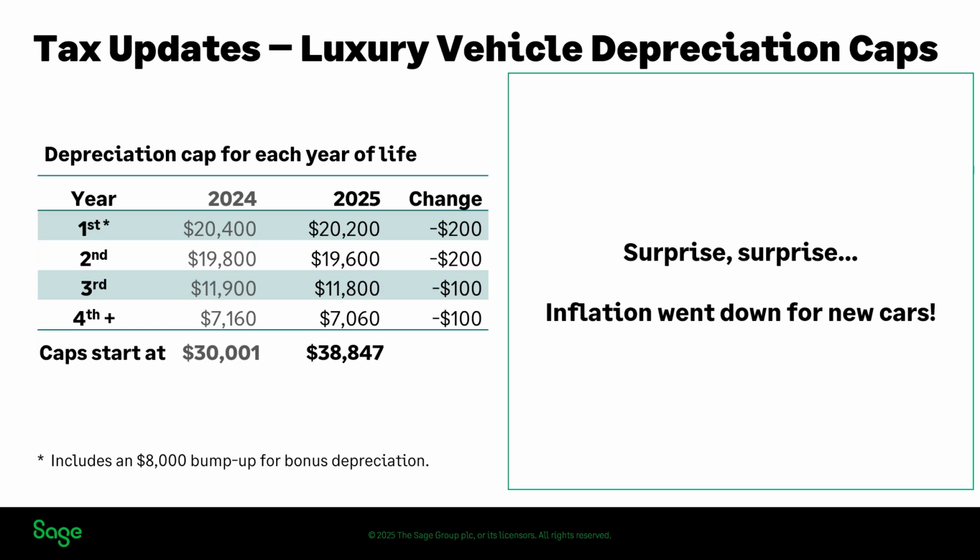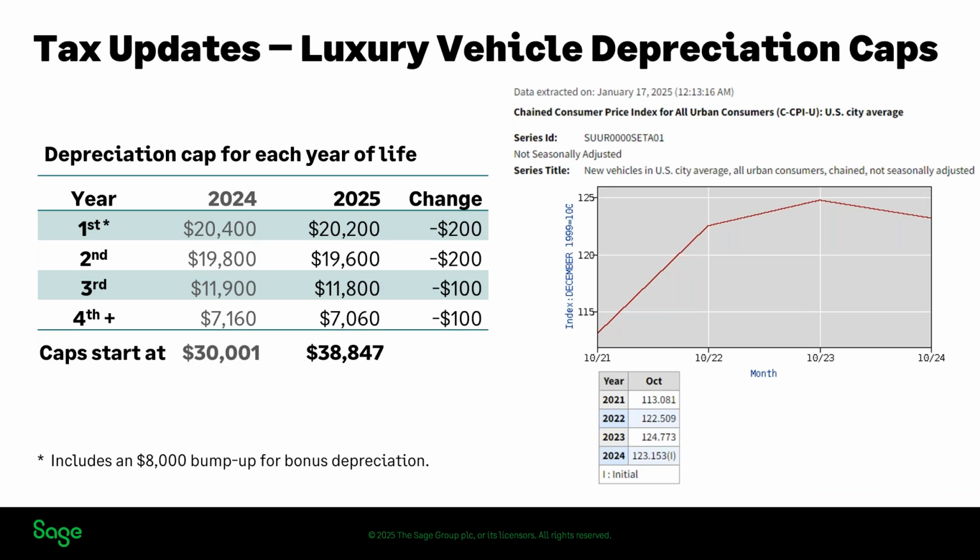In 2025, it's down to 40% bonus. So you might have already noticed the amounts are down. 179 amounts were up because of inflation, but the amounts are down for 2025 for the caps. And inflation did go down for new cars, which is the factor that's used in this limitation, is the new car index only as of October each year, and it went down about 1.3% as of last October.